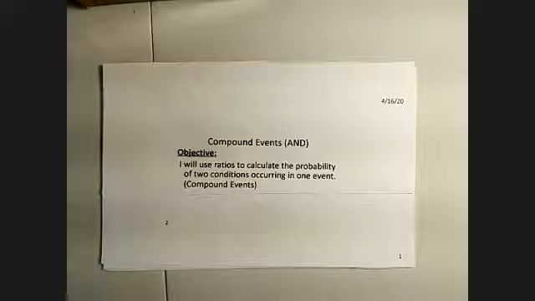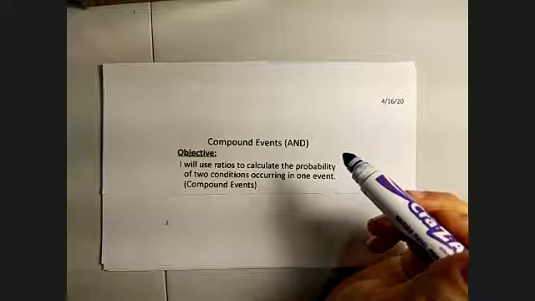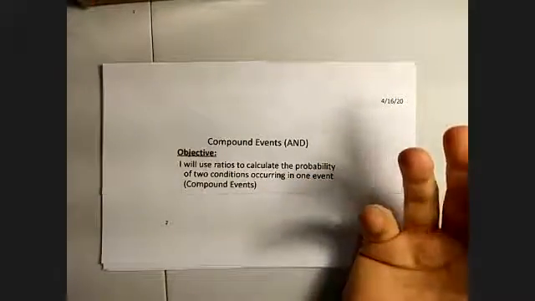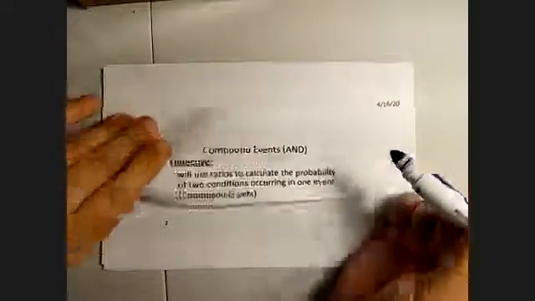So our goal today is to be able to use ratios to calculate the probability of two conditions occurring in one event. So basically what we're talking about today is how to find the probability of two things happening. So for example, flipping a head and rolling a 2, if you would flip a coin and roll a dice. Okay, so things like that is what we're working on.